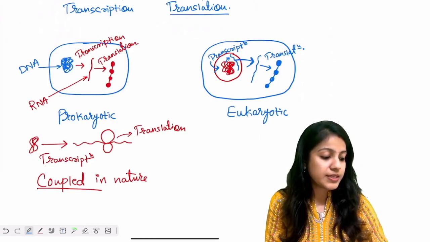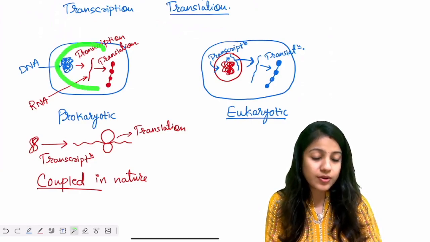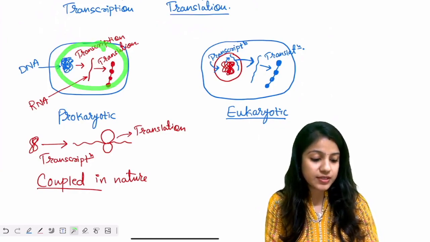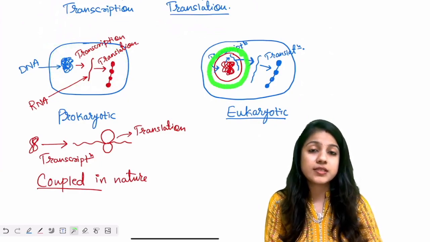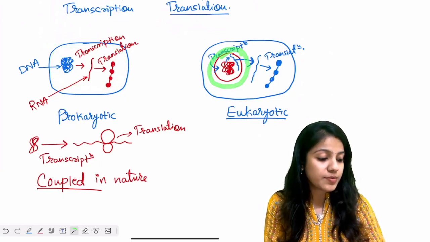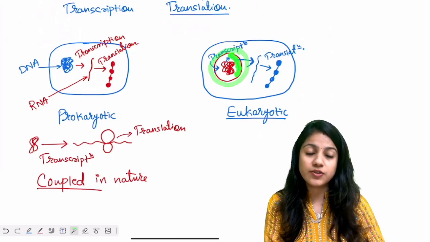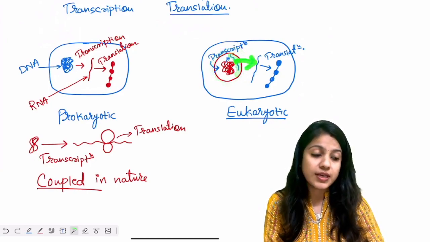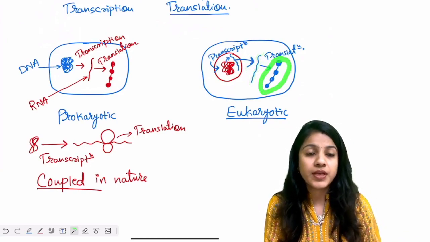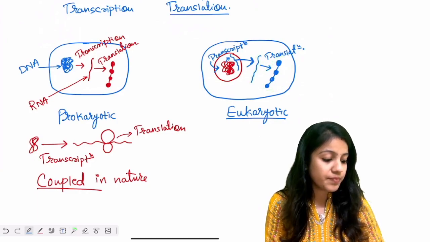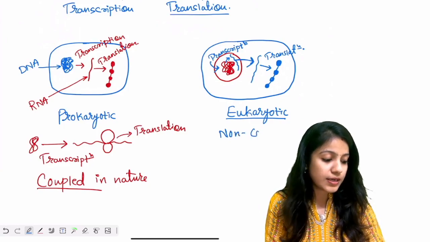So this is the basic difference between prokaryotes and eukaryotes: in prokaryotic organisms the process is coupled. That means transcription and translation are both happening in the same medium. Whereas in eukaryotic organisms, DNA is present inside the nucleus, so transcription is completed inside the nucleus only. Once mature RNA is formed inside the nucleus, it will exit the nucleus, come into the cytoplasm, and help in the formation of proteins in the cytoplasm. So in the case of eukaryotic organisms, the process is known to be non-coupled in nature.